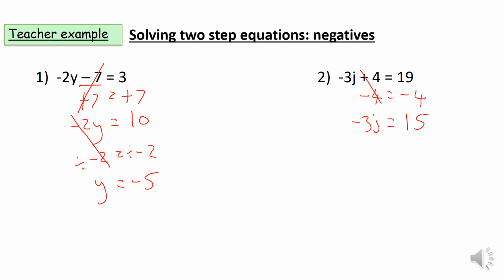So to get rid of the minus 3, I will divide by minus 3, just like I did for the previous example, and I will also do that on the right. Remember, whatever we do on the left, we need to do on the right as well. So I'm left with j on the left hand side, and 15 divided by minus 3 is minus 5. Again, just like the previous slide, we can check our answers by inserting our answers back into the equation.